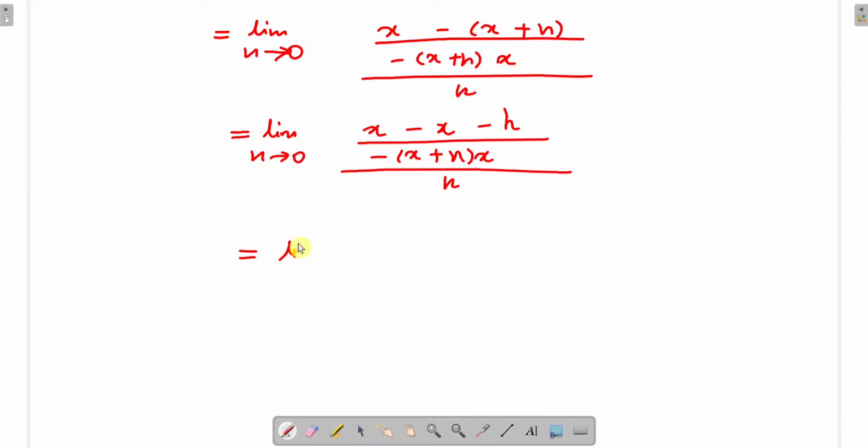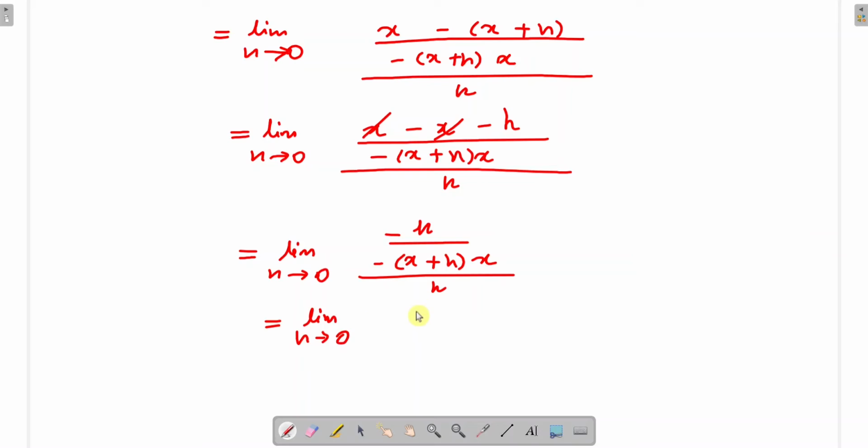So this will be equal to limit h tends to 0. See, x and minus x will get cancelled, you will get minus h divided by minus of bracket x plus h multiplied by x, divided by h. So this will be equal to limit h tends to 0, minus h divided by minus (x plus h) x, and multiplied by, see this is h by 1 here in the denominator, so this will be multiplied as the reciprocal, so multiplied by 1 by h.